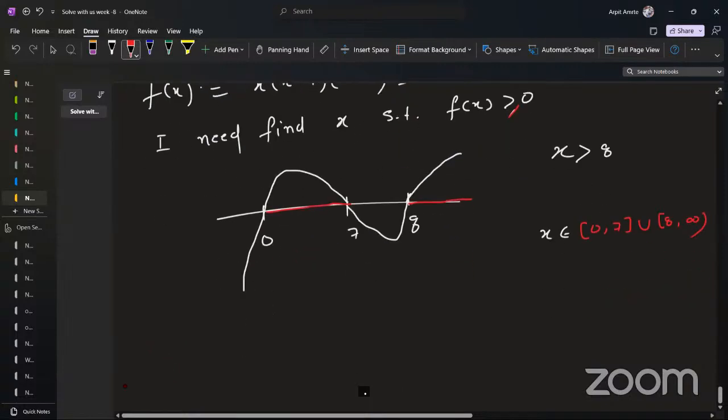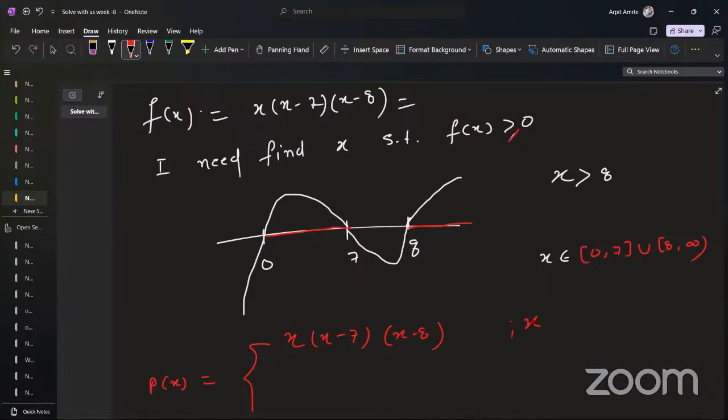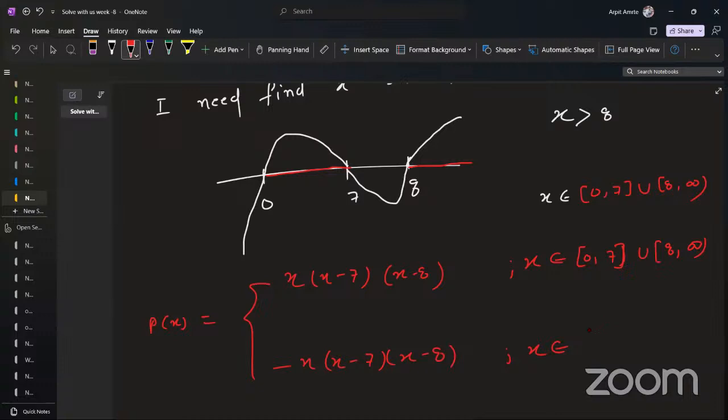So what will be my p(x) now? It will be (x minus 7)(x minus 8) when x is coming from [0, 7] union [8, infinity), and minus of (x minus 7)(x minus 8) when x is coming from minus infinity to 0, open, union 7 to 8, open. Everyone got this point?